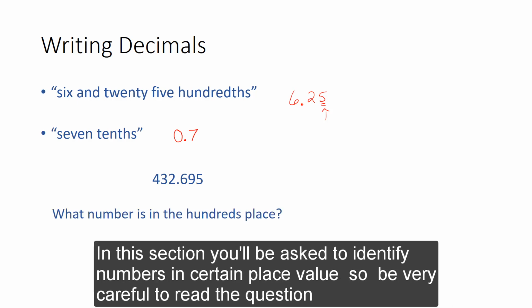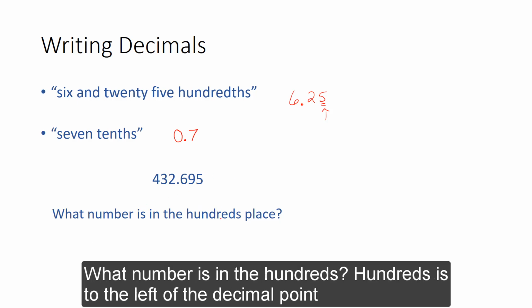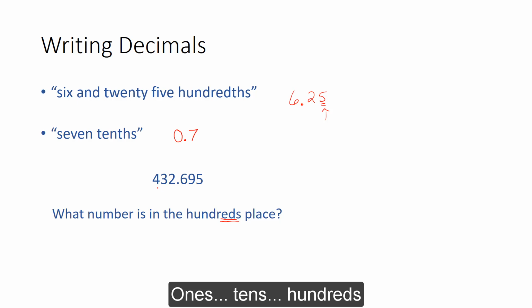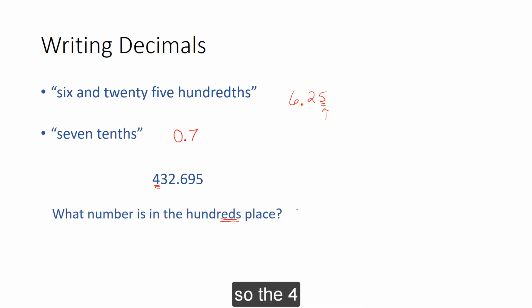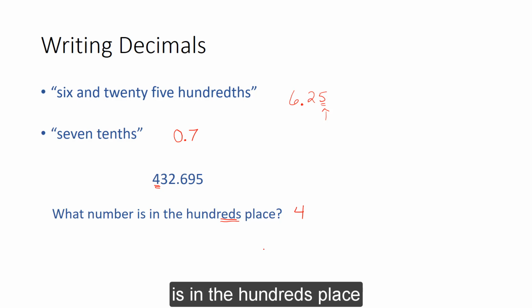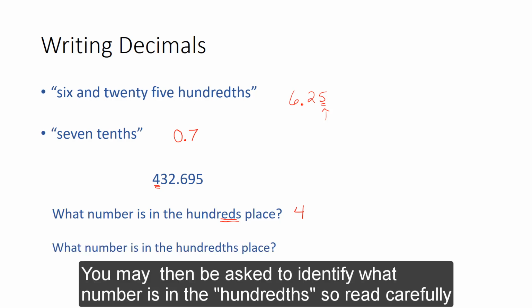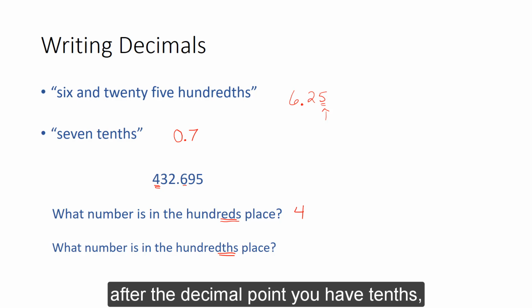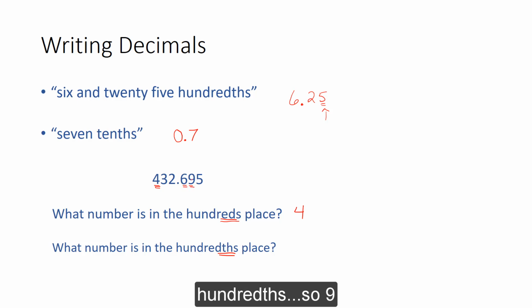In this section you'll be asked to identify numbers in certain place values. So again, be very careful to read the question. What number is in the hundreds? Hundreds is to the left of the decimal point. Ones, tens, hundreds. So the 4 is in the hundreds place. You may then be asked to identify what number is in the hundredths. Again, read carefully. After the decimal point you have tenths, hundredths. So the 9 is in the hundredths place.